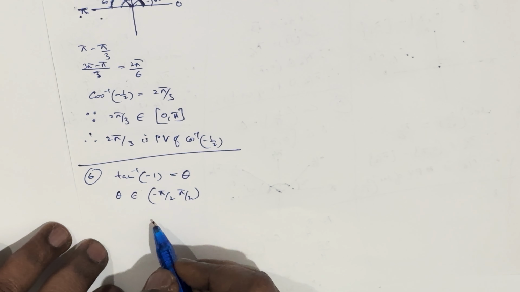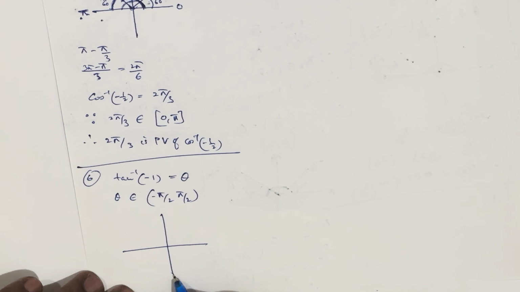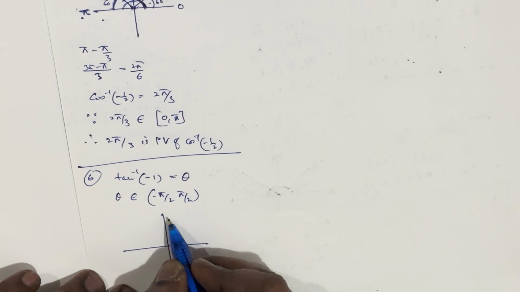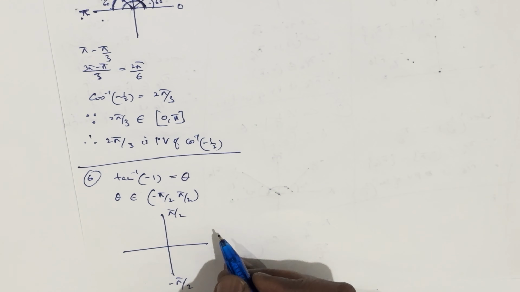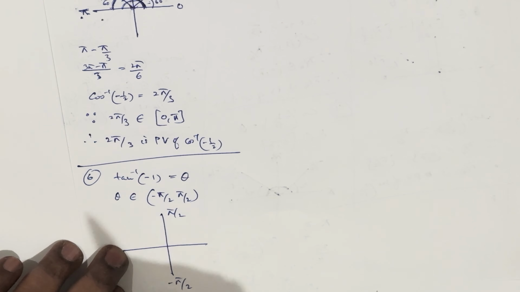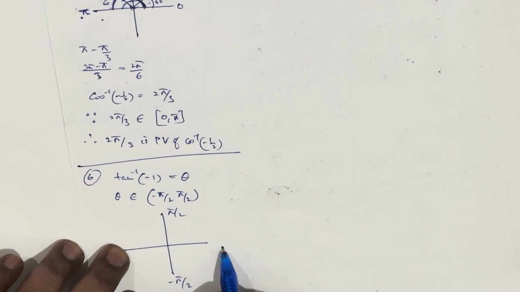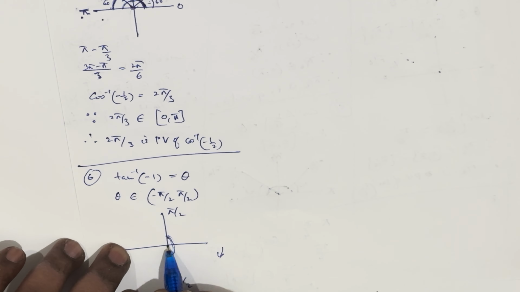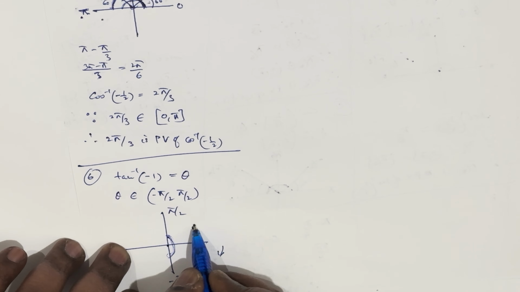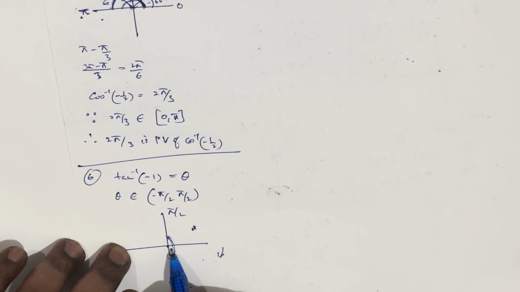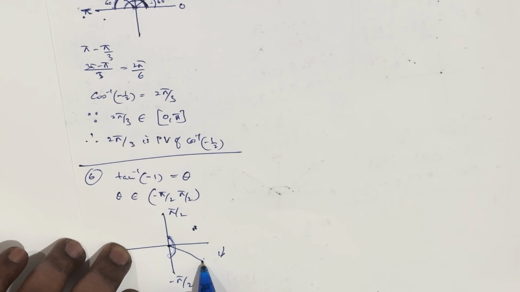Now when we look into the unit circle, this is minus pi by 2 and this is positive pi by 2. This is a negative value, negative 1, so it must be here, because all the values here are negative. This is the area where tan inverse exists. Tan is positive in the first quadrant, so in the fourth quadrant it will be negative, so the negative value will be here, minus 1, which is minus pi by 4.